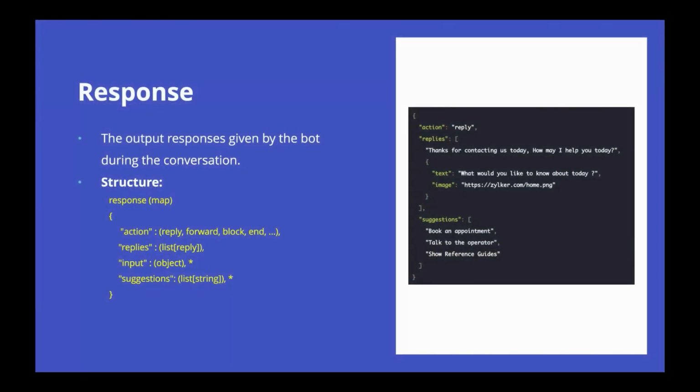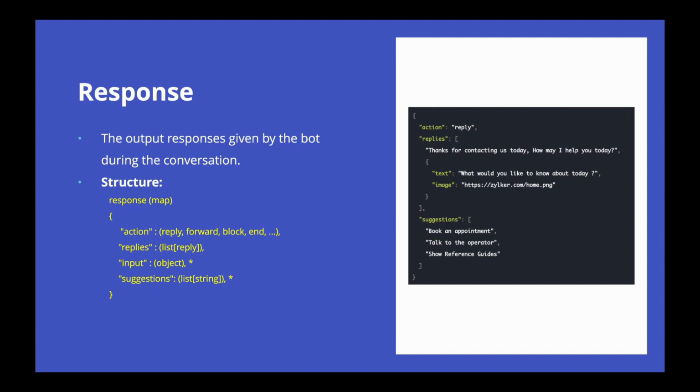Then come responses. Responses are a very important object inside the Zobot platform. This will contain the output responses given by the Zobot during any conversation. So this has four major attributes. The first one is the action. The response is a map object, you need to remember that. The action will denote the action performed by the bot, whether it is a reply action, a forward action, a block action, or an end action. There are different actions that we'll be talking about during the later part of this webinar. So action denotes the action that is performed by the bot.